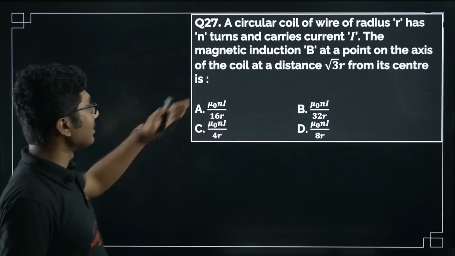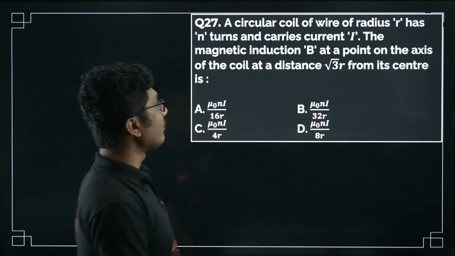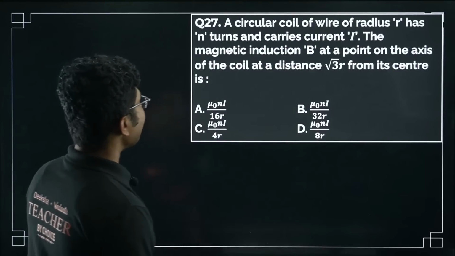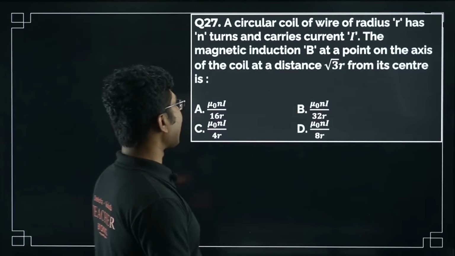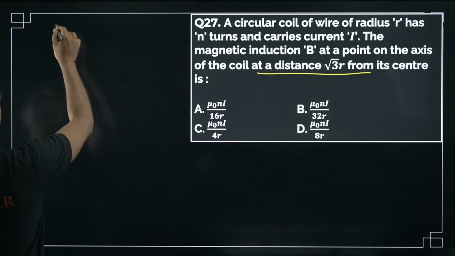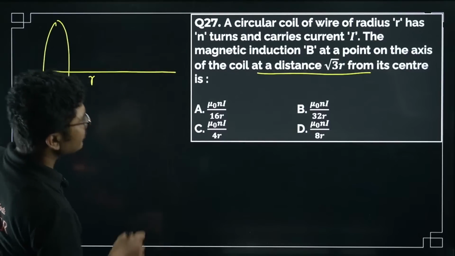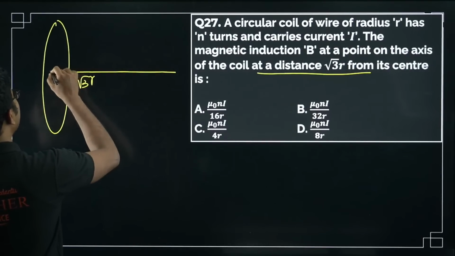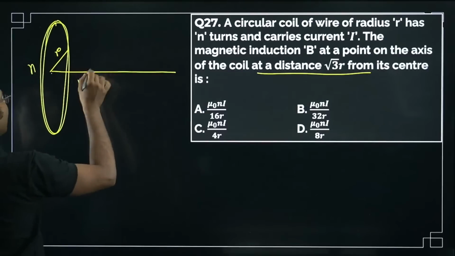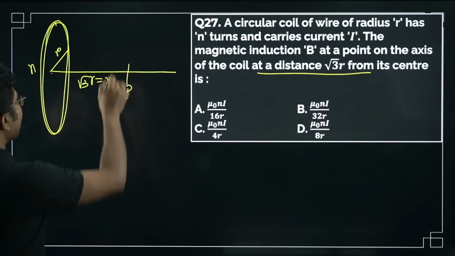Okay, everyone, try to solve this question. A circular coil of wire of radius r has n number of turns and carries a current I. The magnetic induction B at a point on the axis of the coil at a distance √3r from its center. So we have a coil over here. The distance is √3r. The radius of the coil is r. The number of turns is small n. This is equal to x. What is the magnetic field at this point? You have to find the magnetic field.